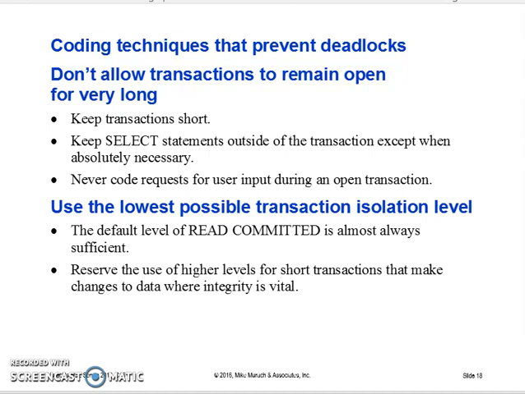Use the lowest possible transaction isolation level. The default level of read committed is almost always sufficient. Reserve the use of higher levels for short transactions that make changes to data where integrity is vital.